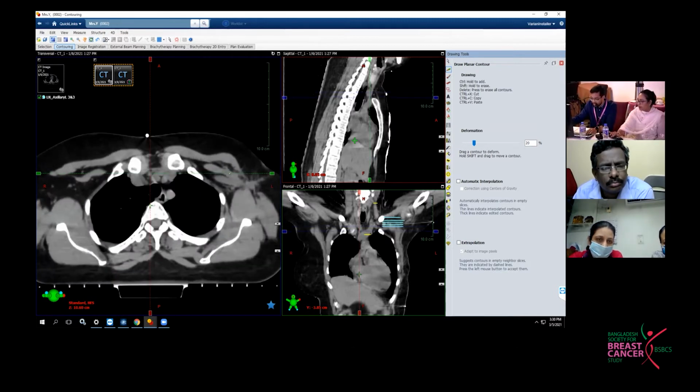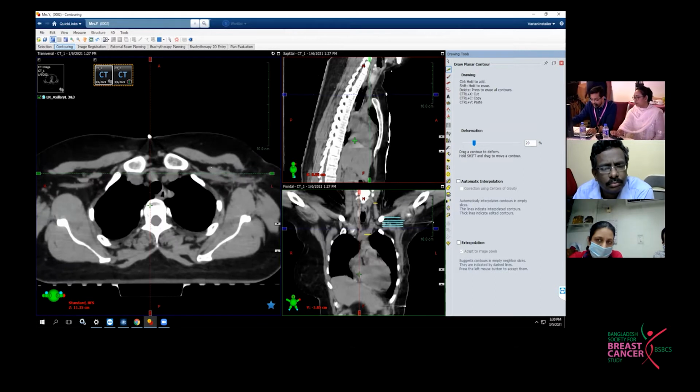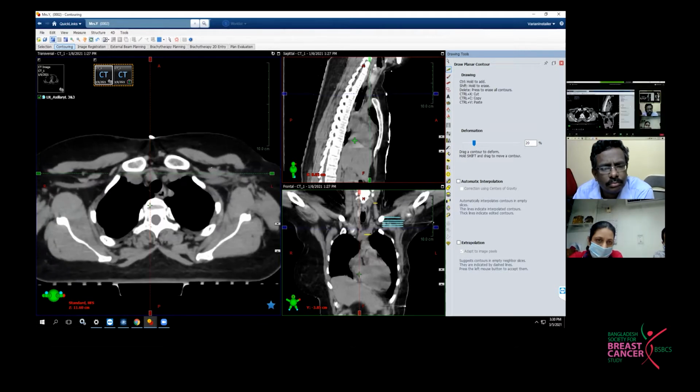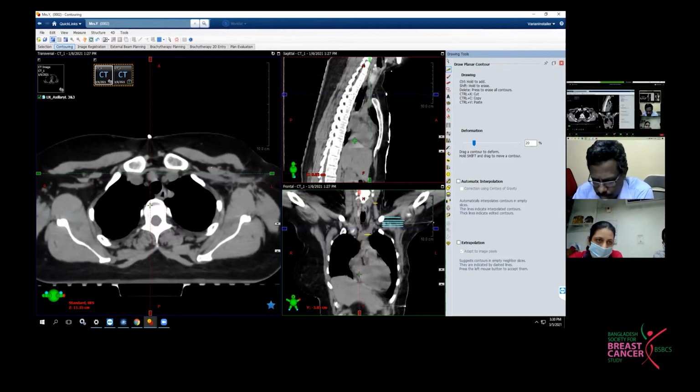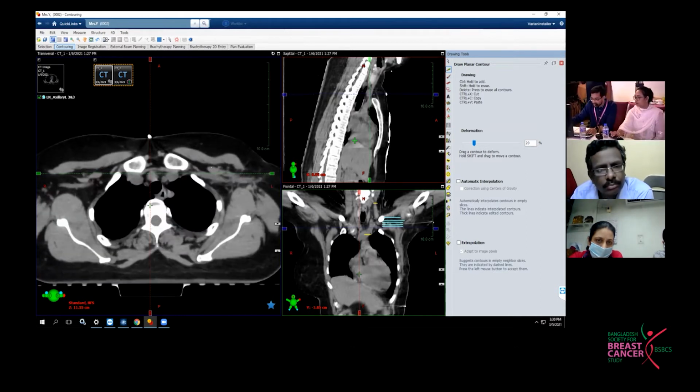Yes, correct. If we go upward, here the axillary vessel crosses the medial edge of the pectoralis minor muscle. So this will be the caudal edge of axillary level 3.